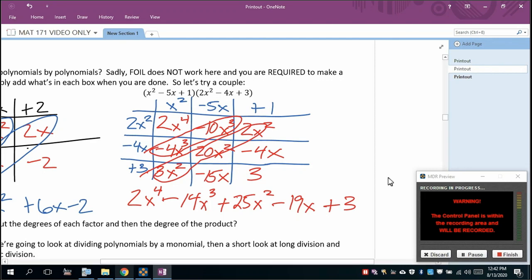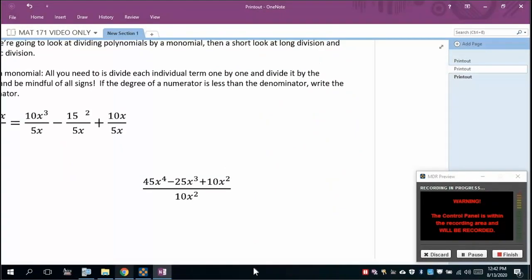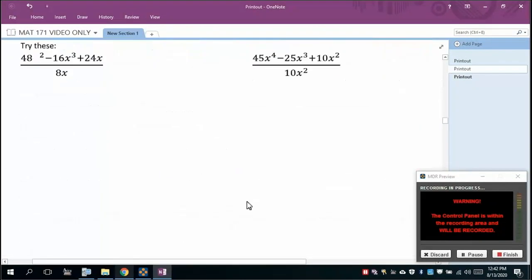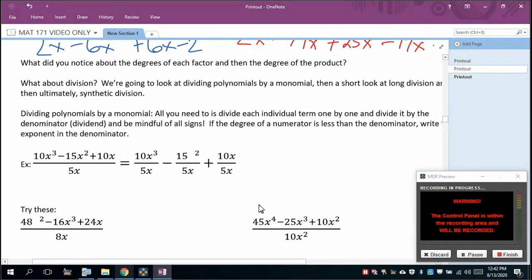Now, what about dividing polynomials by monomials? This is important, particularly when we're going to get into polynomial division. That's a little off, but it's good to know how to do this basic stuff here. So basically, when we divide by a monomial, you divide each individual term. So for this, you get 2x to the second minus 3x plus 2.